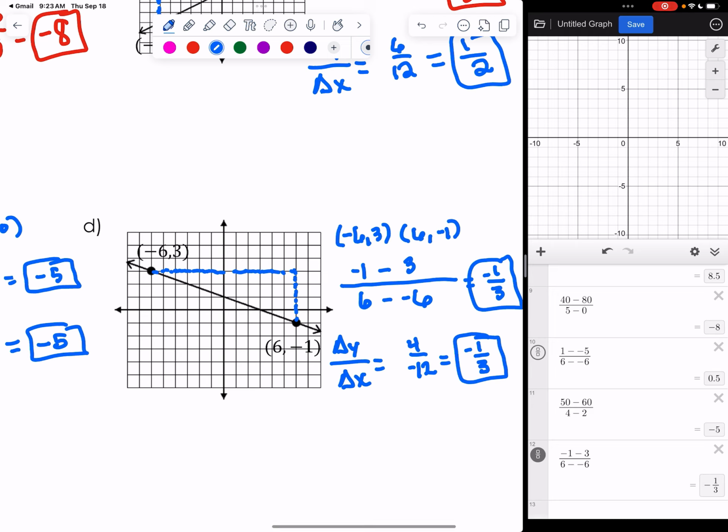Now, check your answer with mine and correct anything that you might have gotten wrong. And that concludes today's lesson using the slope formula to find the slope of a linear relationship.